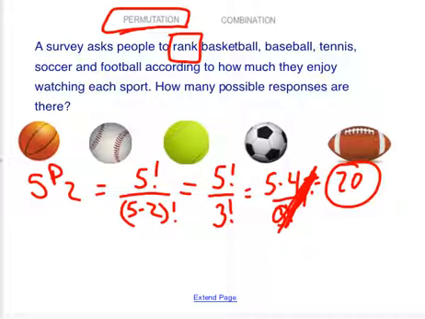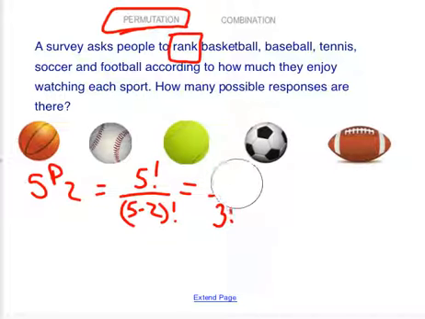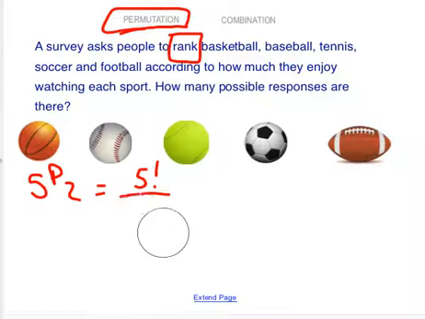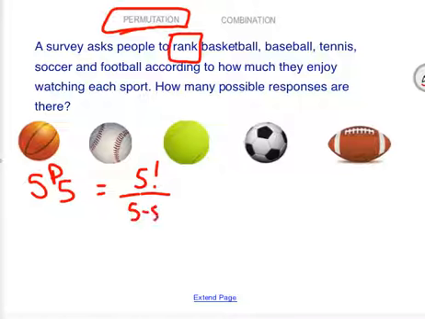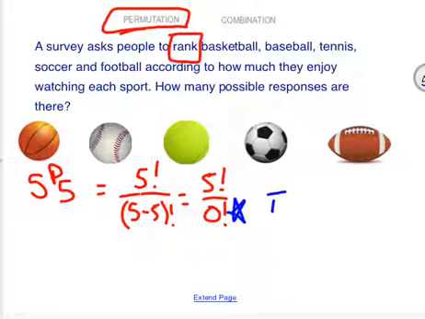Ooh, I screwed this up. Why did I do 2? I shouldn't have done 2. That doesn't make any sense to me, now that I read the problem. This permutation is 5P5. So this is 5 minus 5. And now what happens here is you have 5 factorial over 0 factorial. 0 factorial, star this for a second, that is going to equal 1. So 5 factorial, so then 5 times 4 is 20 times 3 is 60 times 2. This is going to be 120 possible responses.